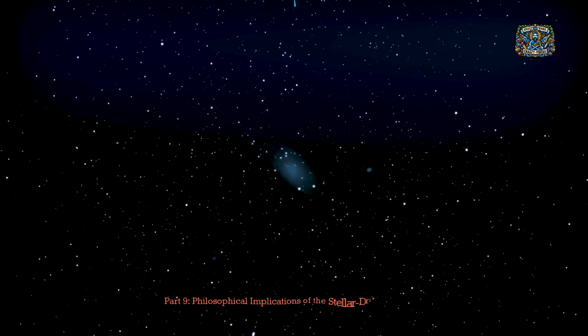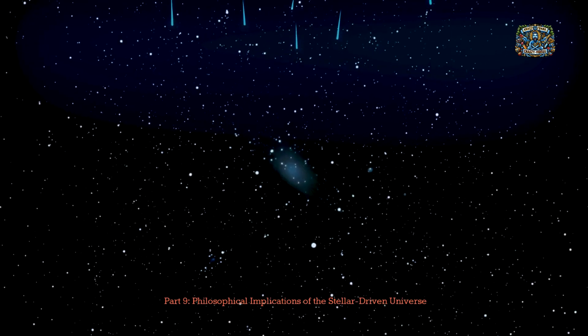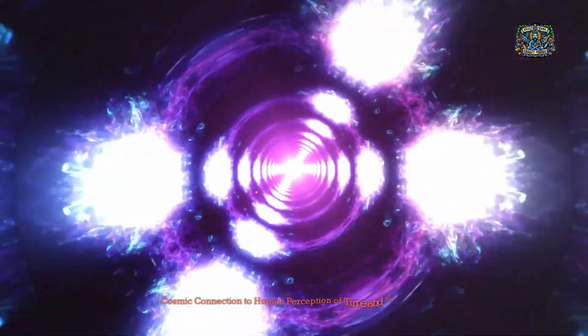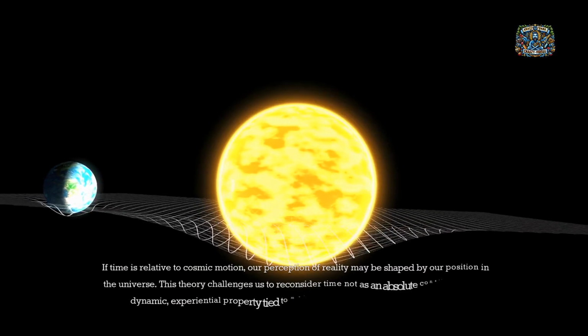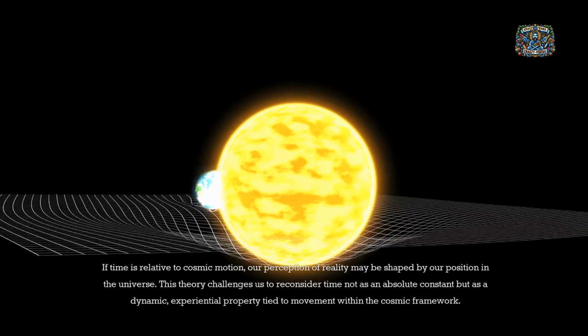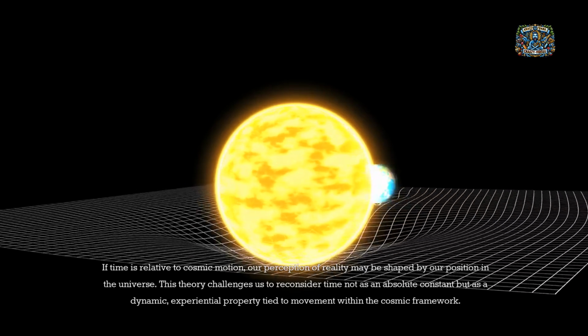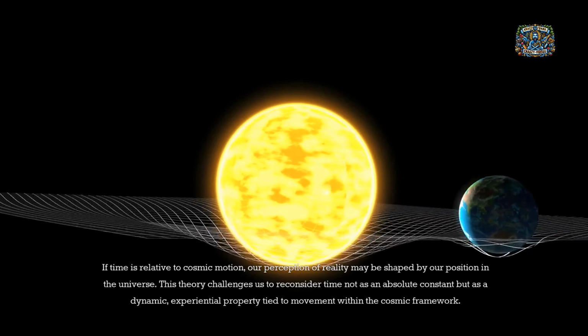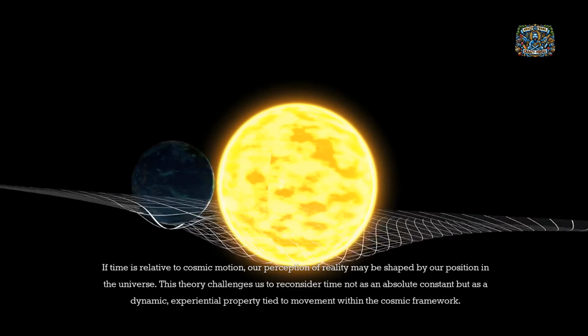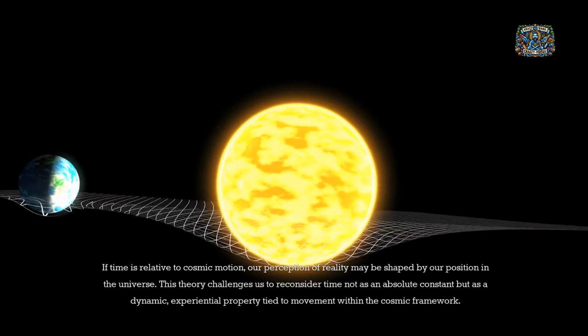Part 9. Philosophical implications of the stellar-driven universe. Cosmic connection to human perception of time and movement. If time is relative to cosmic motion, our perception of reality may be shaped by our position in the universe. This theory challenges us to reconsider time not as an absolute constant, but as a dynamic experiential property tied to movement within the cosmic framework.